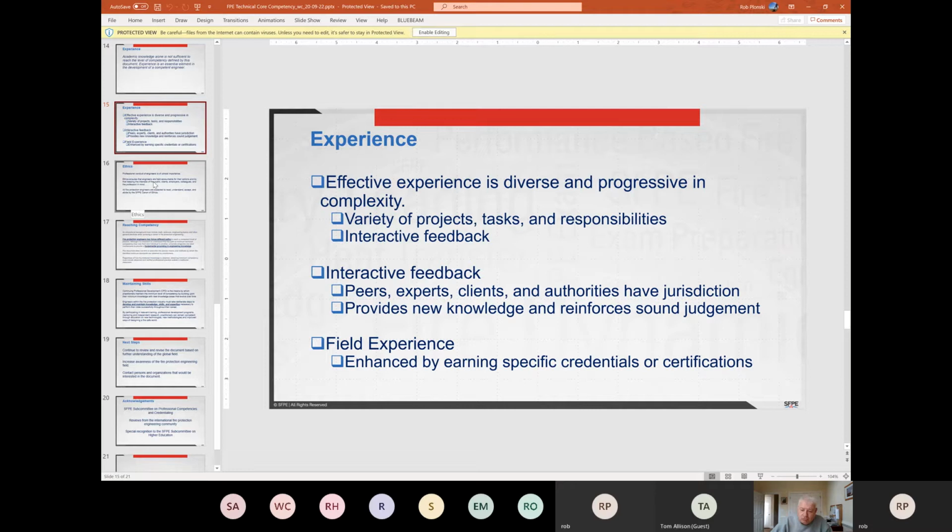Field experience is enhanced by earning specific credentials or certifications. Maybe they want to go through some of the NFPA training. There's some of the training that's available globally, FM training, and some other areas where they can enhance their learning or work through certifications that are available, such as we talked about earlier, CSPS or other credentialing organizations.